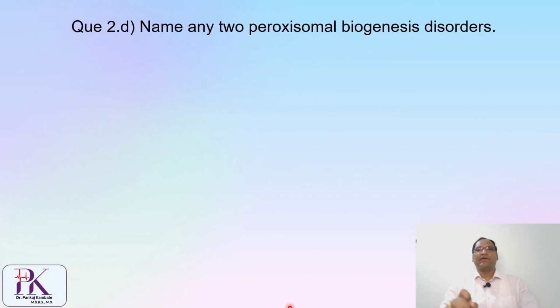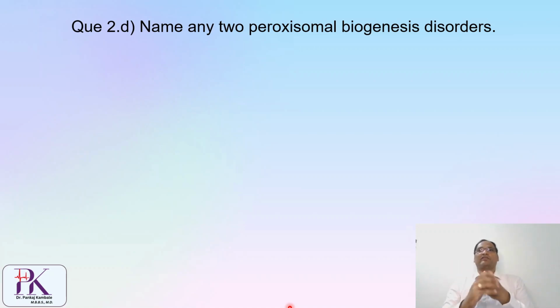Name any two peroxisomal biogenesis disorders. Now, what are peroxisomal biogenesis disorders? They are a group of conditions in which the biogenesis of the peroxisome organelle is affected. There is complete loss or partial absence of the synthesis of the peroxisome. Biogenesis of the peroxisome is either partially affected or completely affected.